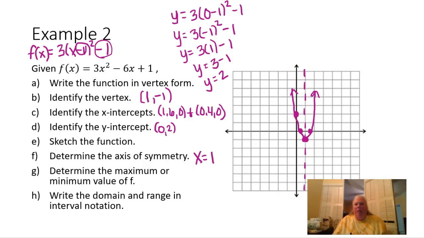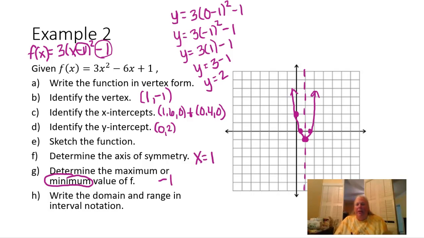The maximum or minimum, we're down here at part G. This one is going to have a minimum, and I know that because our parabola is opening up, and the minimum is right here at the vertex because there's no graph below it. And remember, the minimum is the y value of this point right here, and the y value of this point is -1.